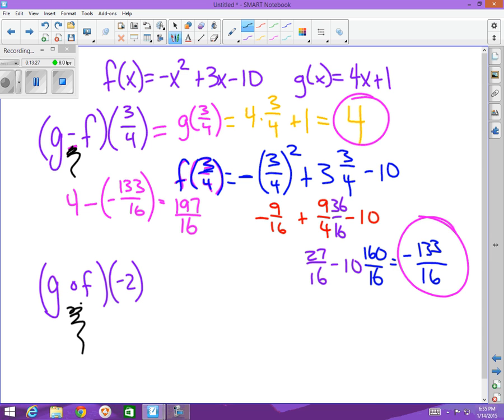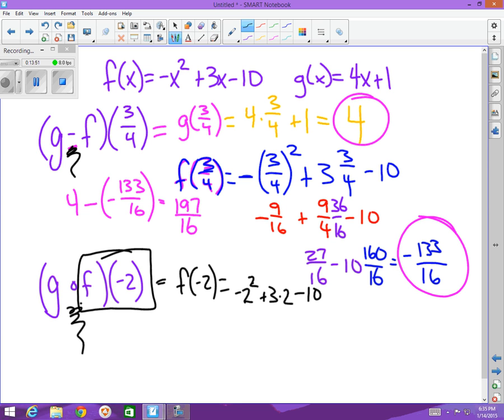This, however, is not a multiplication symbol. It is composition of functions. So first, you have to figure out what f of negative 2 is. This is g composition f of negative 2. So we take f of negative 2, and our f function is negative 2 squared plus 3 times 2 minus 10. 2 squared is 4. Negative 4 plus 6 minus 10 is equal to negative 8. Then you need to take that answer and substitute it into the g function.